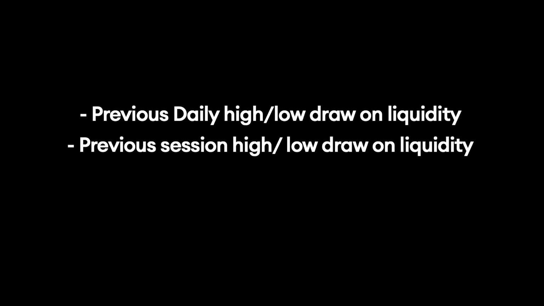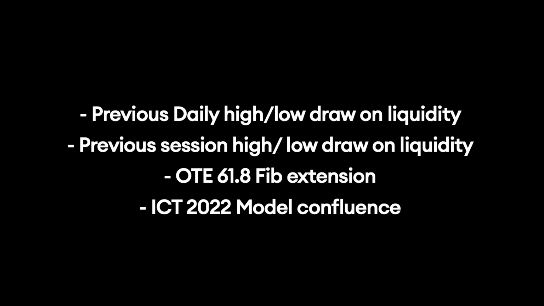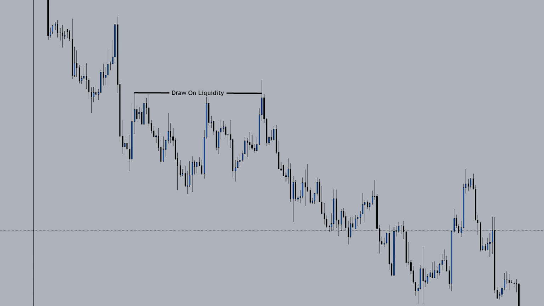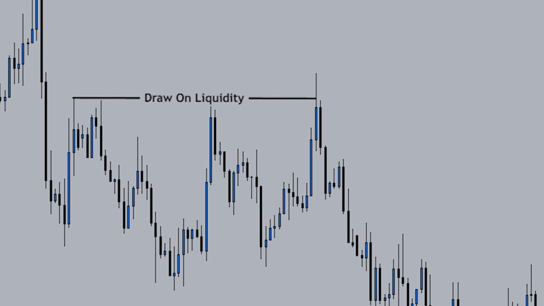I know these are a lot of things to pay attention to, and I've made it a little bit more simple for myself. The only things that I pay attention to are the previous day high and low, the previous session high and low, the OTE, and the 2022 model as an extra confluence. Only 4 things for me. But basically, the main emphasis is to find the next draw on liquidity.